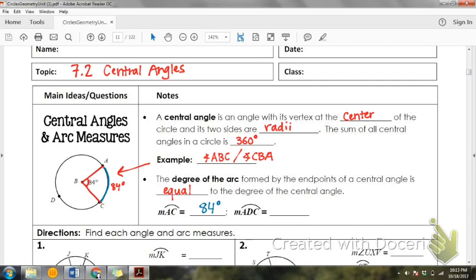And then it says, what is the measure of arc ADC? So the measure of arc ADC, so if I go from A to D to C, well, remember the whole thing is 360. If that whole thing is 360, I've already used up 84 over here, then if we just do 360 minus 84, that gives us 276 degrees over here. So we know that the measure of arc ADC is 276 degrees.